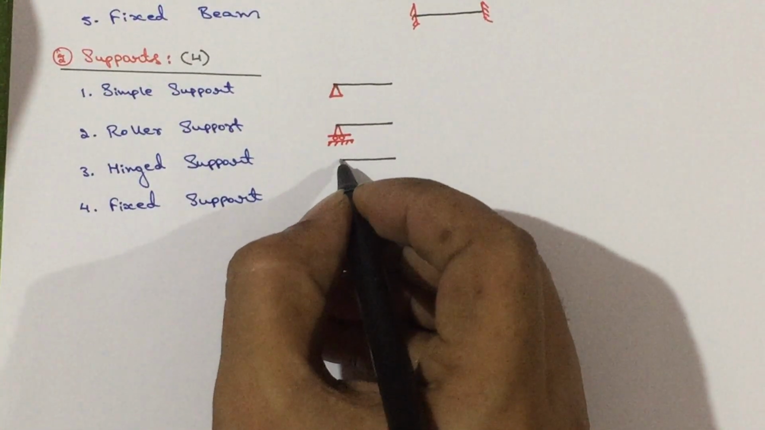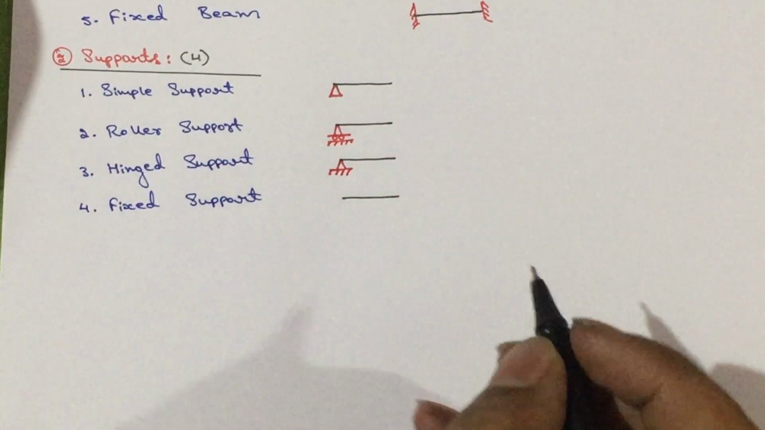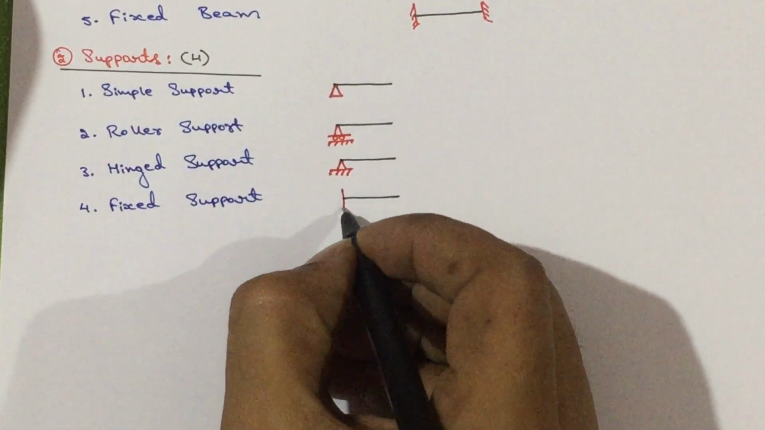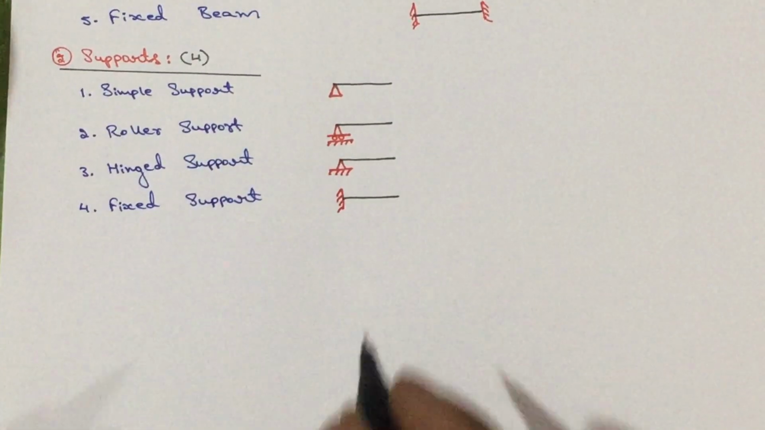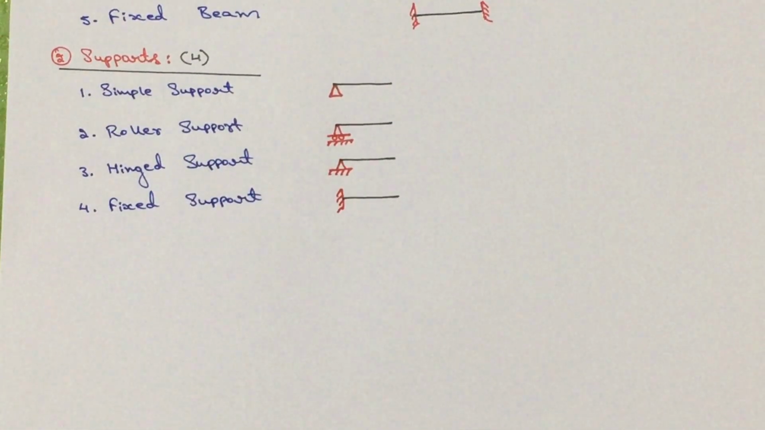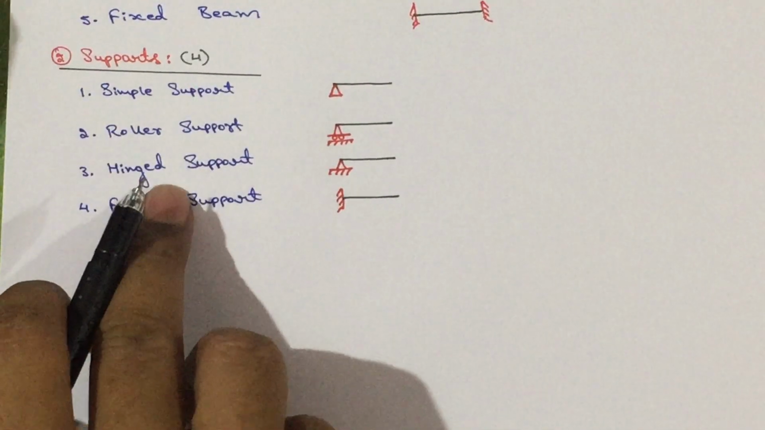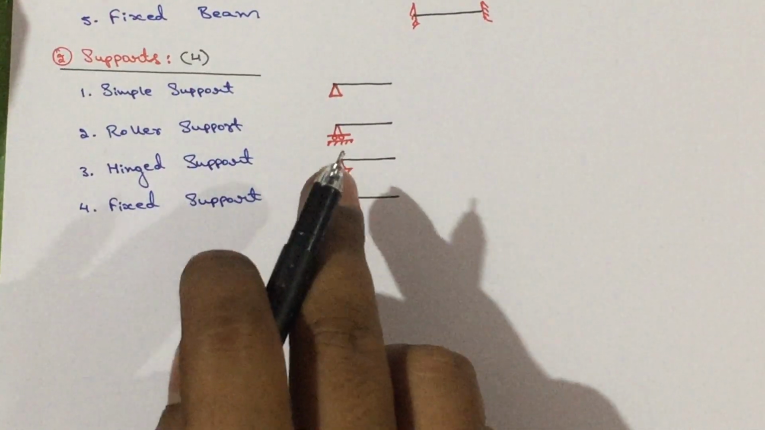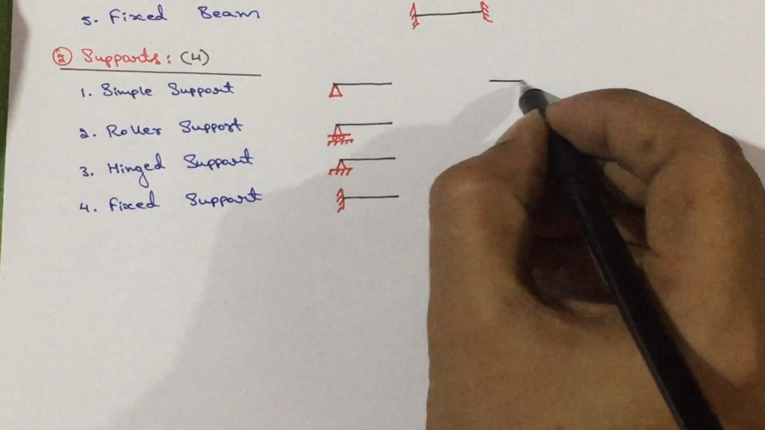Then hinged support, write a triangle with shaded line, that will become the hinged support. Then fixed support. Without any triangle, if we write a line directly and if we shade it, then it will be the indication of fixed support. Then we should know this is the name, this is the indication of the supports. Then for every support there will be reactions. So let us look into that.